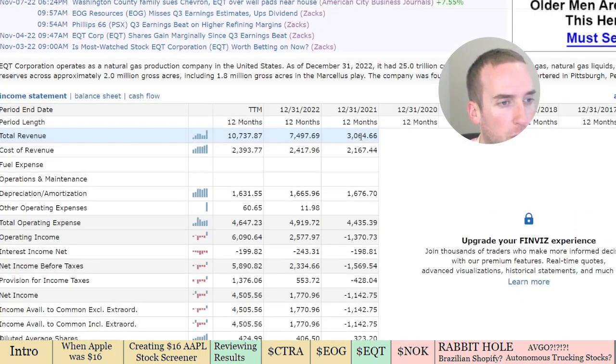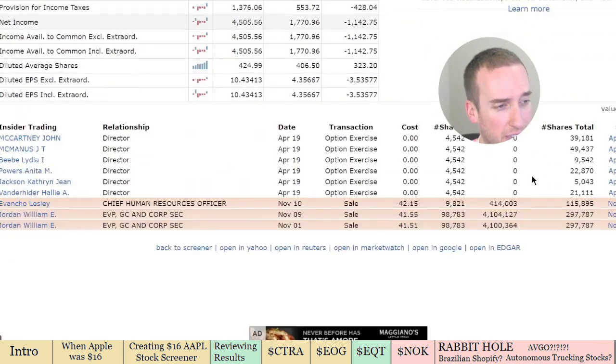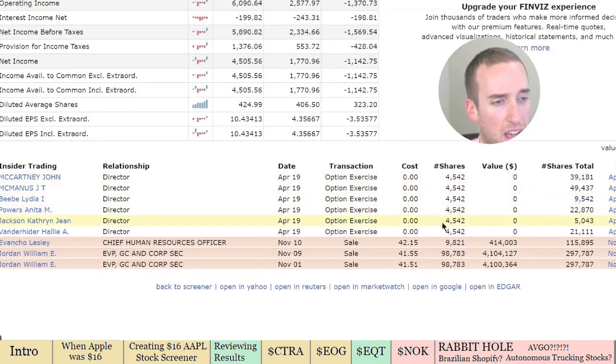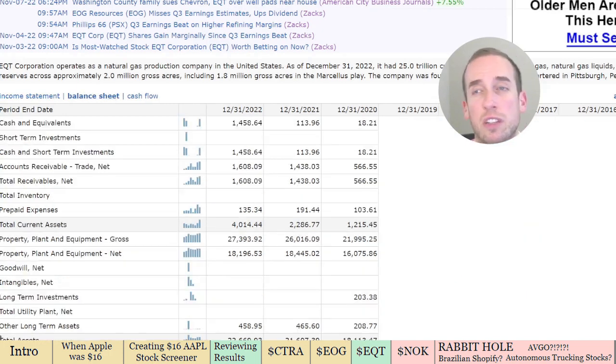First, let's look at their revenue. Wow, revenue is insane. Went from 3 bill, 7 mil bill, 10 bill. What? Net income is crazy. Oh my God. What the heck? This is a natural gas company mainly. What the fudge? It was founded in 1878.